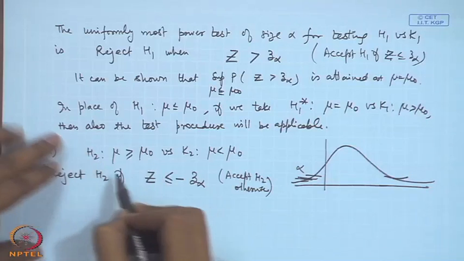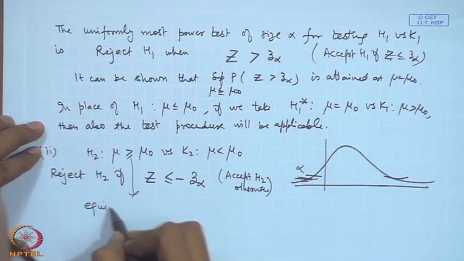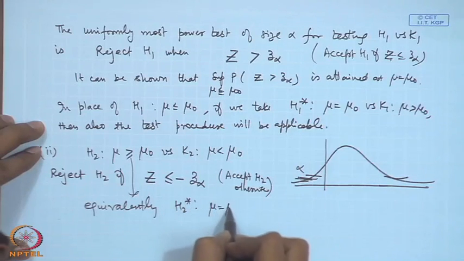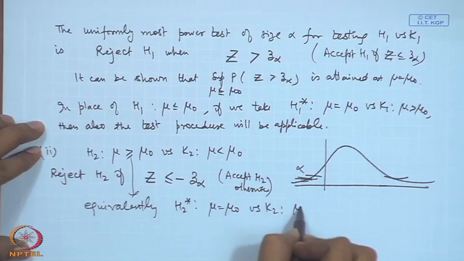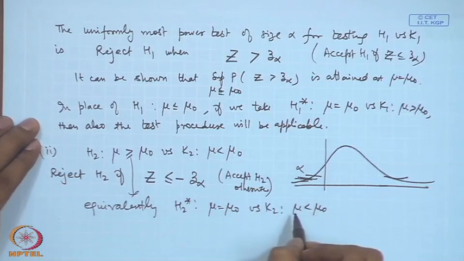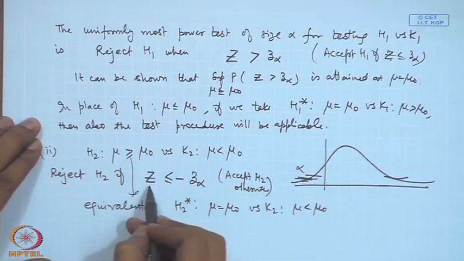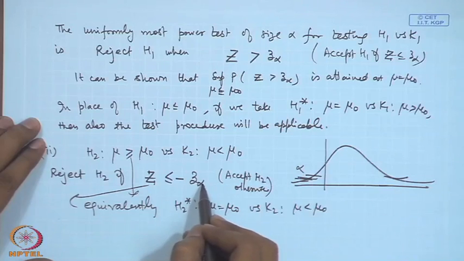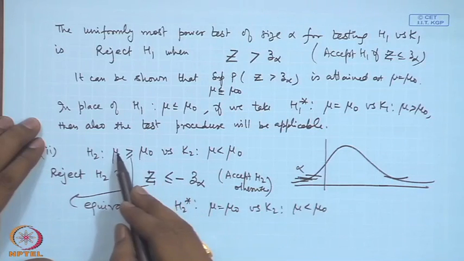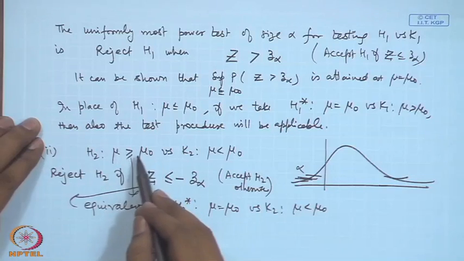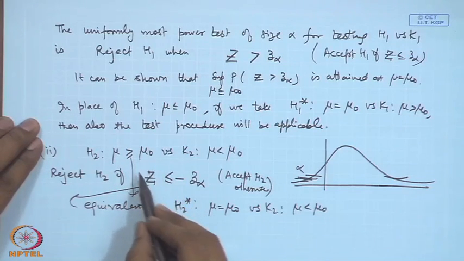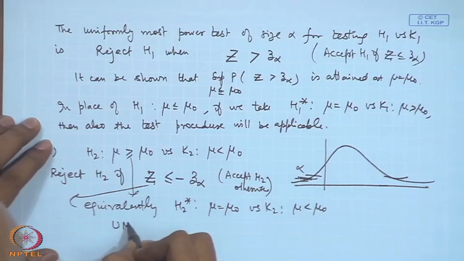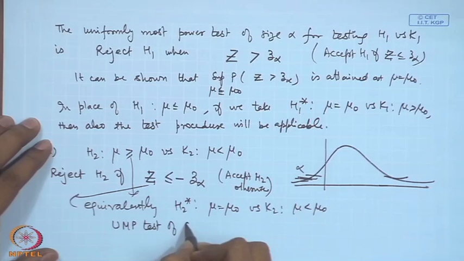See, in this case this hypothesis is also equivalently, we may test H2* mu is equal to mu naught against K2 mu is less than mu naught. Basically, once again if we are considering this one, then the probability of z less than or equal to minus z alpha, when mu is equal to mu naught, that will be alpha, and when we are considering a general mu in this region, then the maximum value will be attained when mu is equal to mu naught, and therefore, the size will be alpha. So, this is the uniformly most powerful test of size alpha.